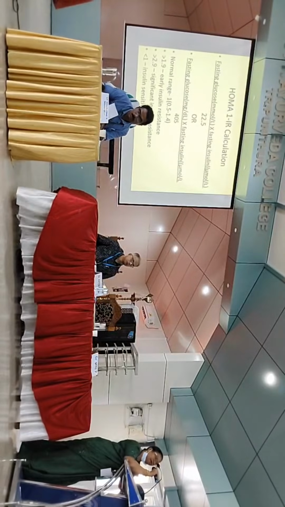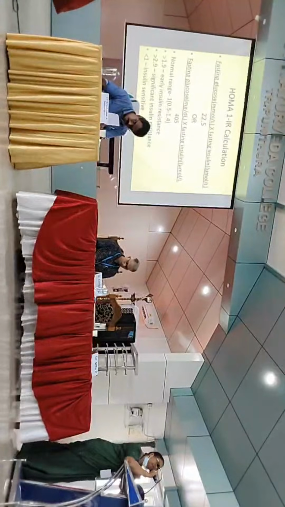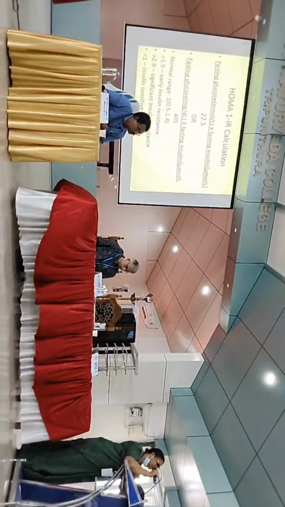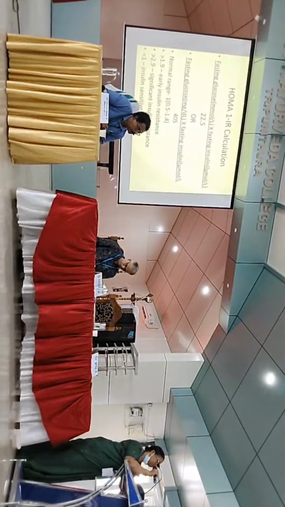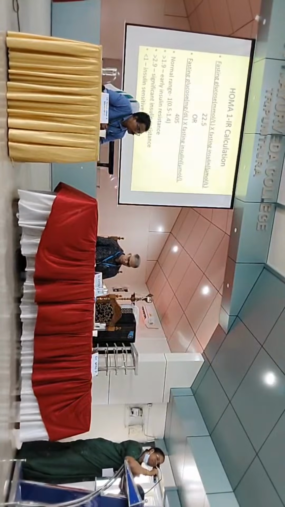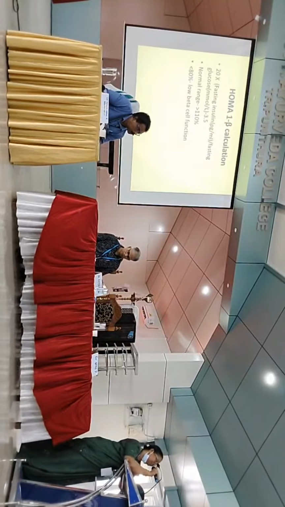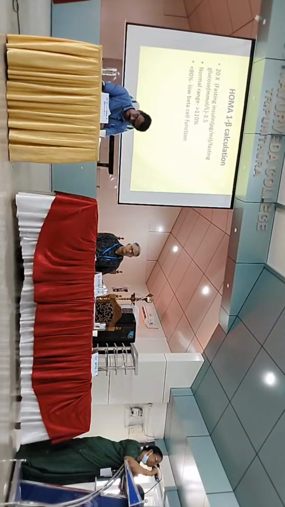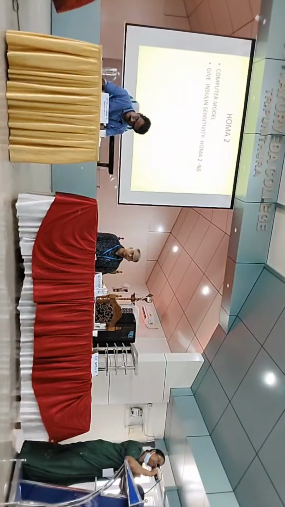The calculation of HOMA IR is fasting glucose times fasting insulin divided by a constant. It is 22.5 or 1.5. And the normal range is 1. If it is more than 1.9 or 2, there is significant insulin resistance. Then HOMA 1 beta calculation is 20 times fasting insulin divided by fasting glucose minus 3.5. HOMA 1 is a mathematical model and HOMA 2 is the computerized model.